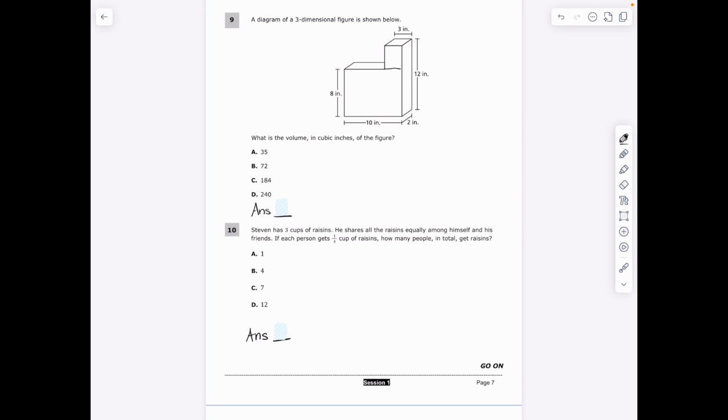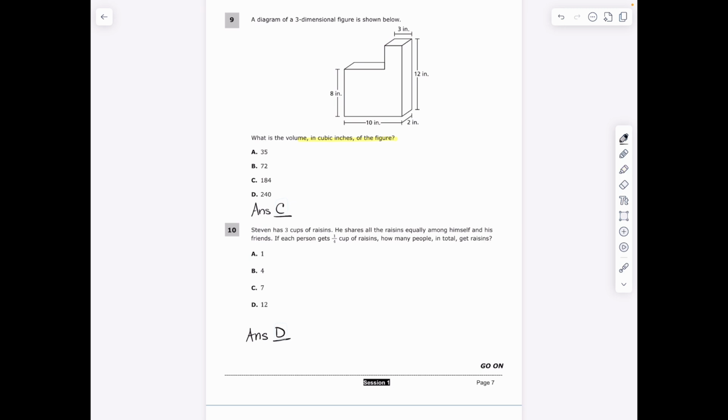Let's look at 9 and 10. So 9, we could already see a 3D shape, so volume, C. And for 10, D. Check off. Stay here if you need to. So for the first one, we want to know what is the volume of this figure. Now this figure is not, I had drawn a little piece there, it is not a regular rectangle or prism.